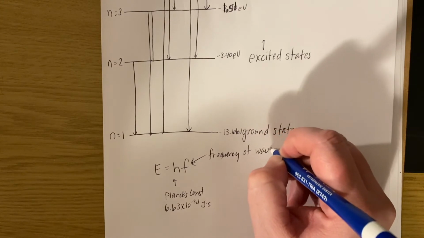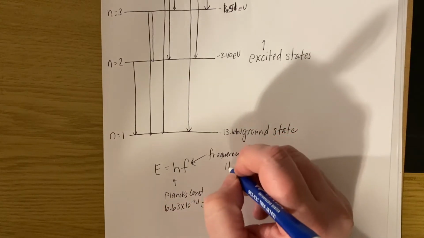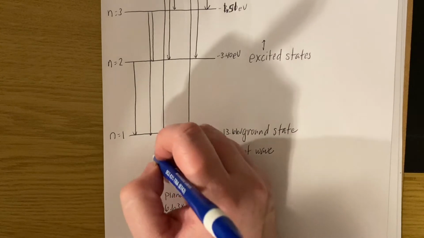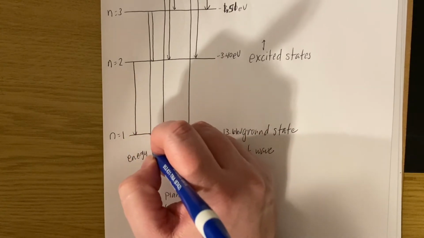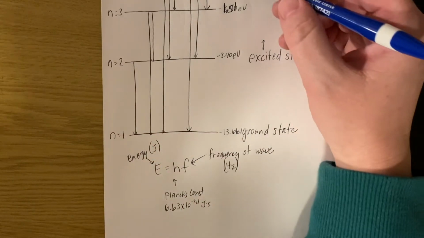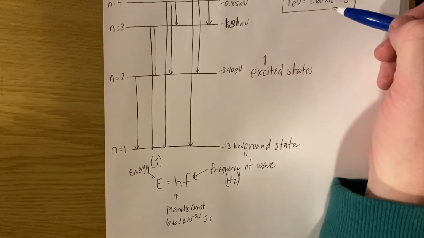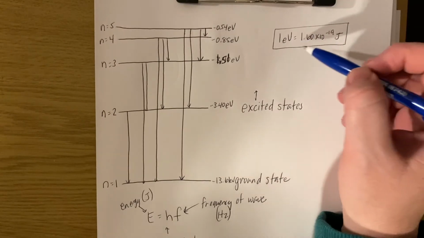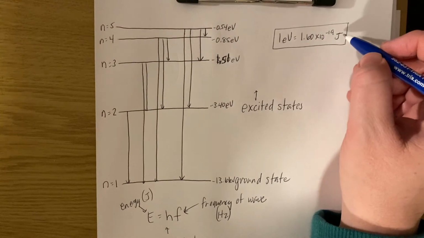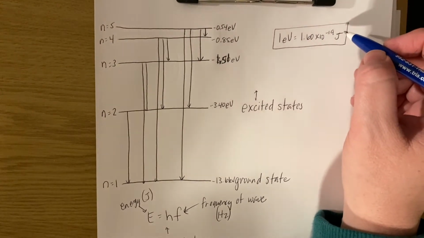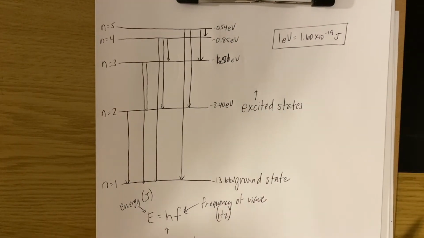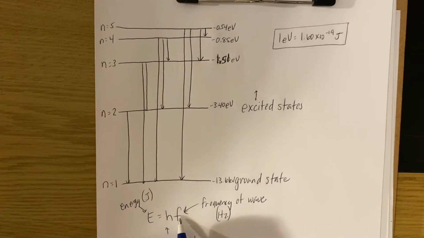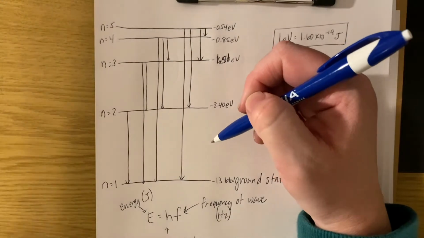So this is the frequency of the wave, and that'll be measured in hertz, and then you have your energy released. And this will be calculated in joules. Usually you'll see it in electron volts. And so that's why I have this up here, that 1 electron volt is equal to 1.60 times 10 to the negative 19th joules. And so any combination of different things will help you to figure out either your frequency or your energy.